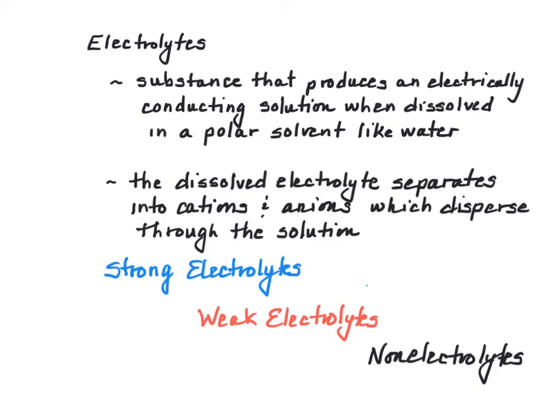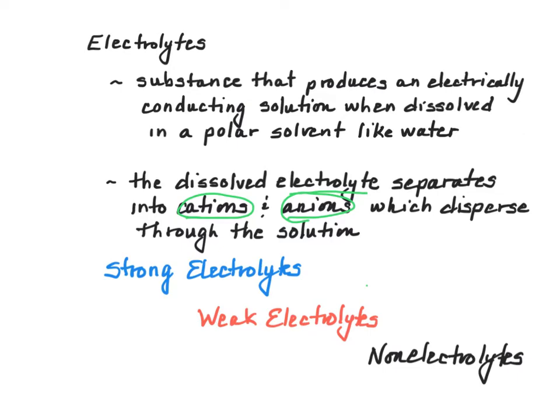So let's talk a little bit about electrolytes. Electrolytes are substances that produce an electrically conducting solution when they're dissolved in a polar solvent like water. Okay, so the dissolved electrolyte is going to separate into cations and anions, and those cations and anions spread out through the solution.